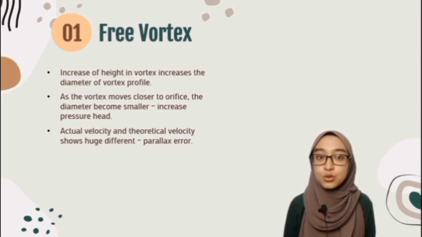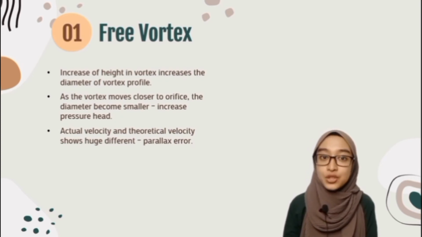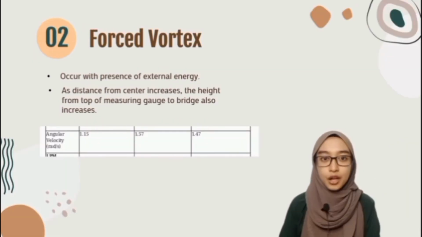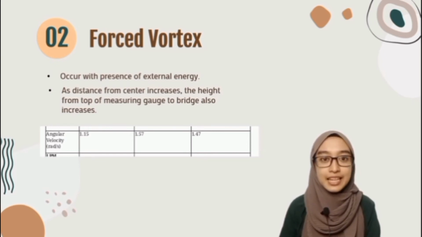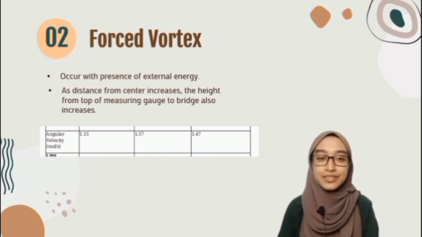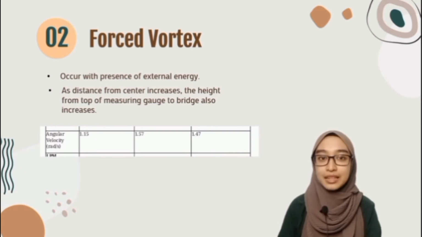This may occur due to some errors in handling the equipment, such as parallax errors in the process of measuring the diameter of vortices. Theoretically, forced vortex can only occur with the presence of external energy. In this experiment, pedal is used as the source of external energy to create forced vortex. According to the data obtained, it can be confirmed that an increase in the distance from the center will also increase the height from top of measuring gauge to bridge.